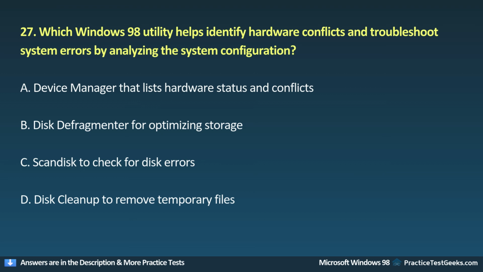27. Which Windows 98 utility helps identify hardware conflicts and troubleshoot system errors by analyzing the system configuration? A. Device Manager that lists hardware status and conflicts. B. Disk Defragmenter for optimizing storage. C. ScanDisk to check for disk errors. D. Disk Cleanup to remove temporary files.